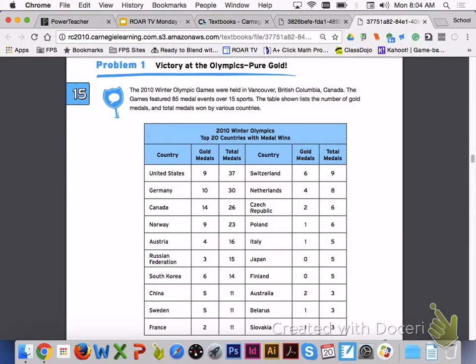Please turn to page 1020, problem 1, Victory at the Olympics, Pure Gold. The 2010 Winter Olympic Games were held in Vancouver, British Columbia, Canada. The Games featured 85 medal events over 15 sports. The table shown lists the number of gold medals and total medals won by various countries.